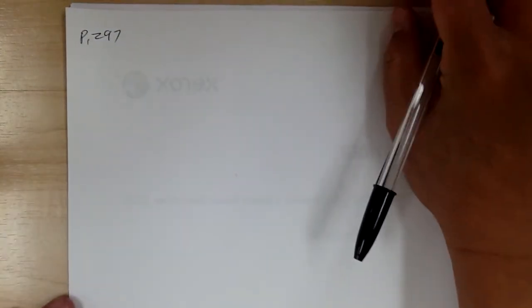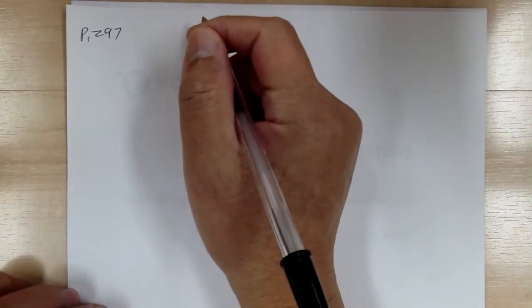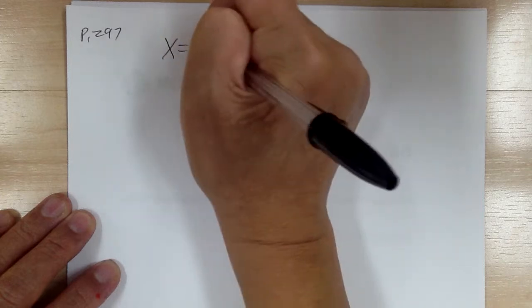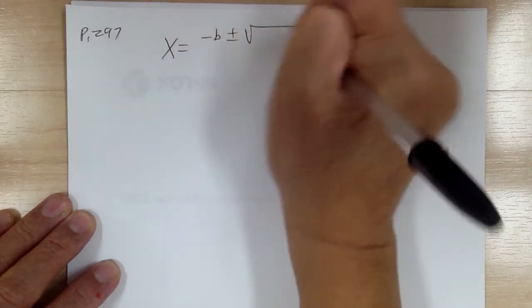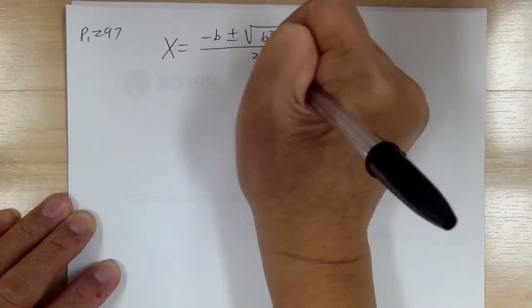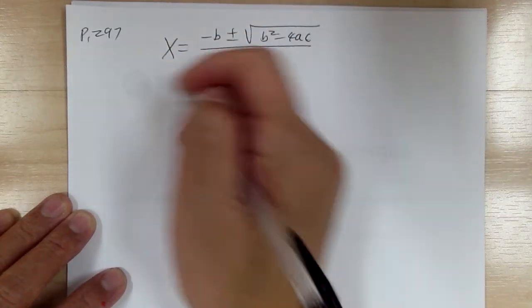Let's go to page 297. So this is a quadratic formula. So you want to solve by quadratic formula. The quadratic formula is x equal to negative b plus or minus square root of b squared minus 4ac over 2a. So make sure you kind of know that formula.